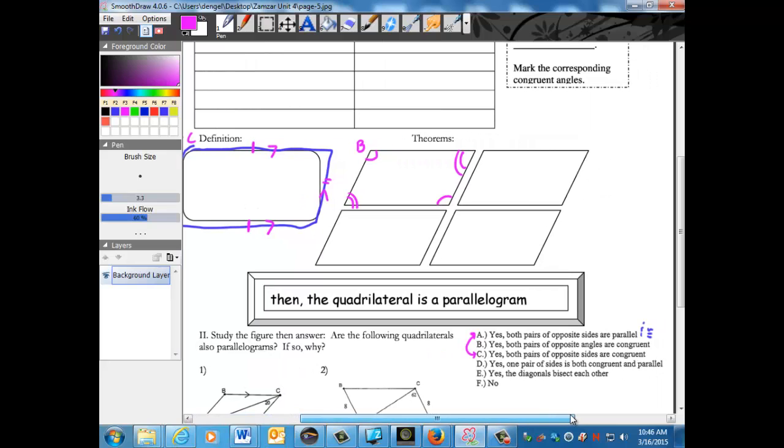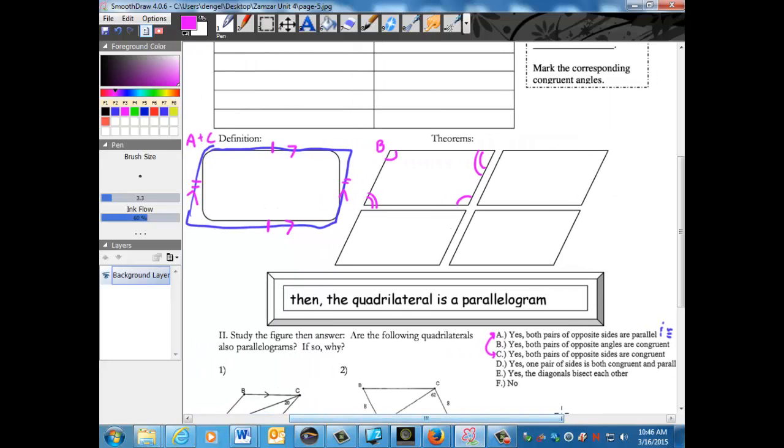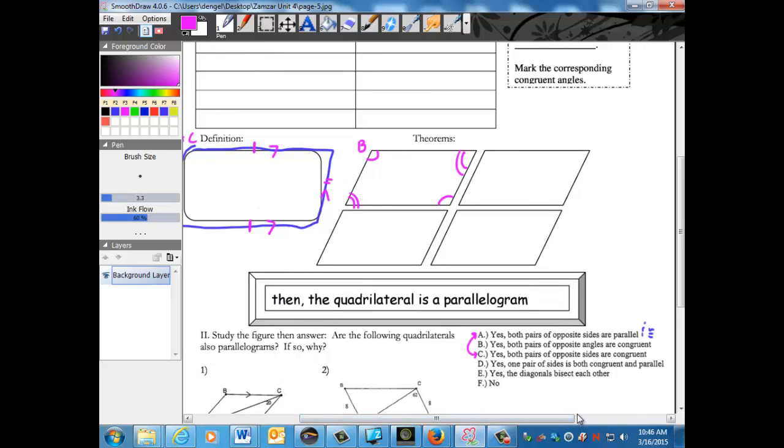Alright, next for D, it says that one pair of sides is both congruent and parallel. Now, I'm going to put a star by D because this is the one that we miss the most on a quiz or a test. So let's draw it out. One pair of sides is both congruent and parallel. I'll have D be down here. And so it just says one side is both congruent and parallel. And so if you were shown this and you weren't shown anything else, then we are allowed to say that this shape is in fact a parallelogram.